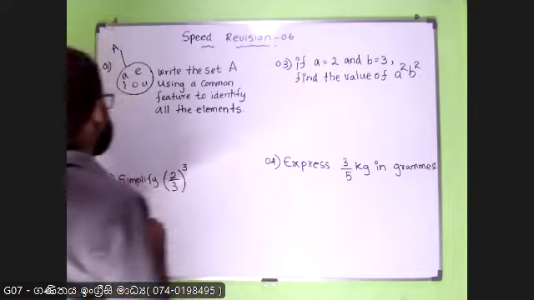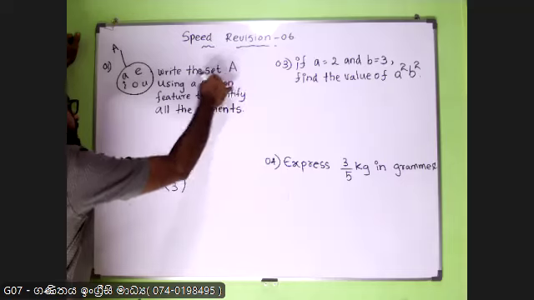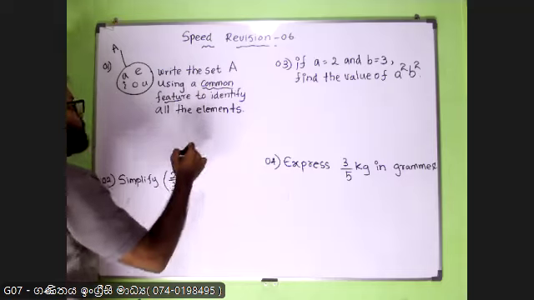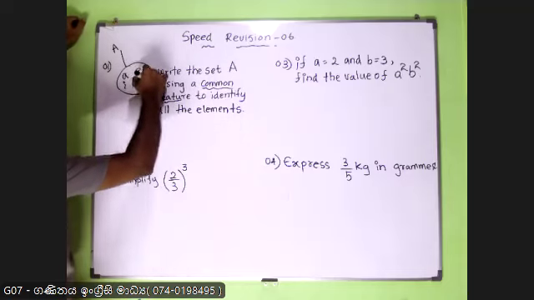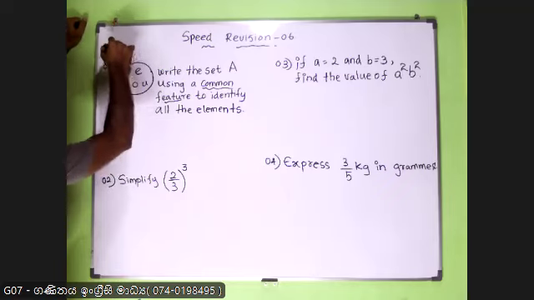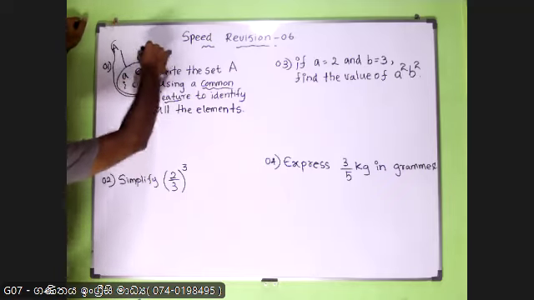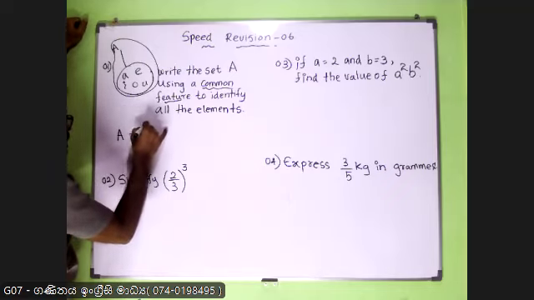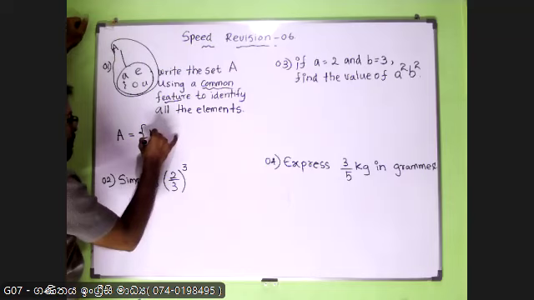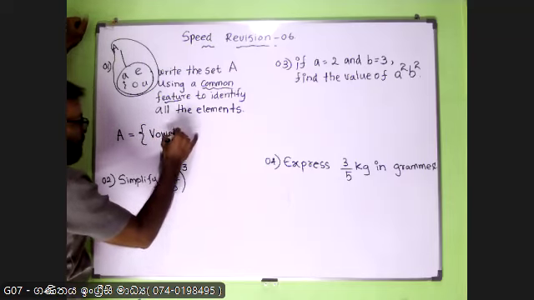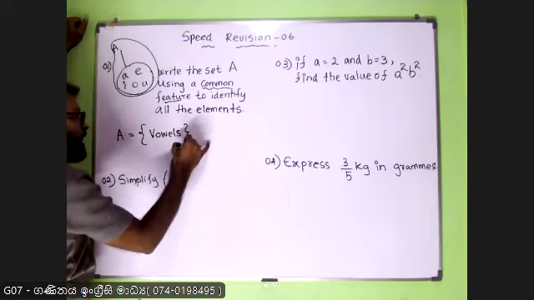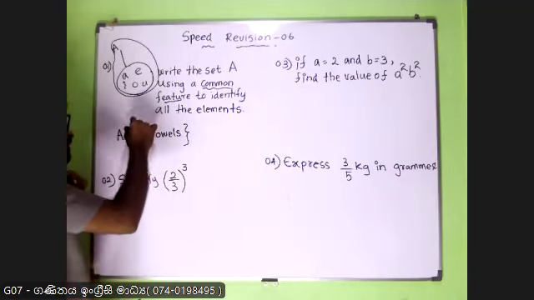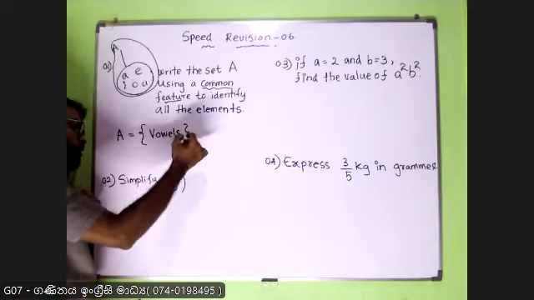Okay, let's discuss. Write the set A using a common feature to identify all the elements. What are these? A, E, I, O, U. Vowels. So this is called a Venn diagram. You have to identify that: vowels. Or you can write vowels in the alphabet, or just vowels. A equals open curly bracket, vowels, close curly bracket.